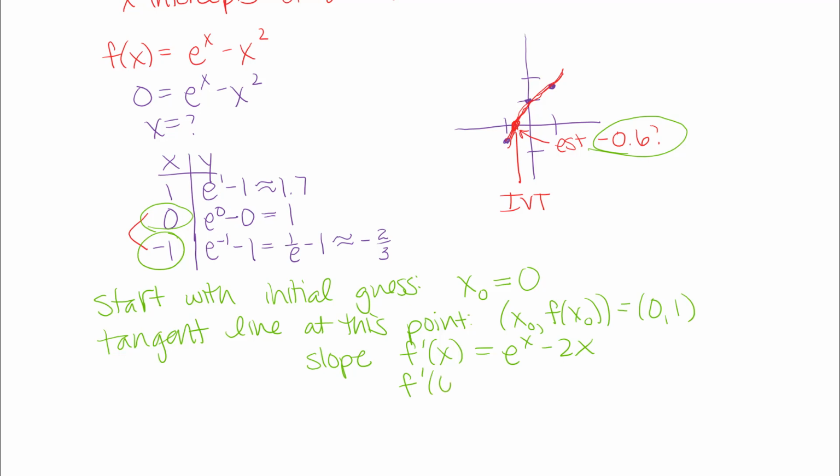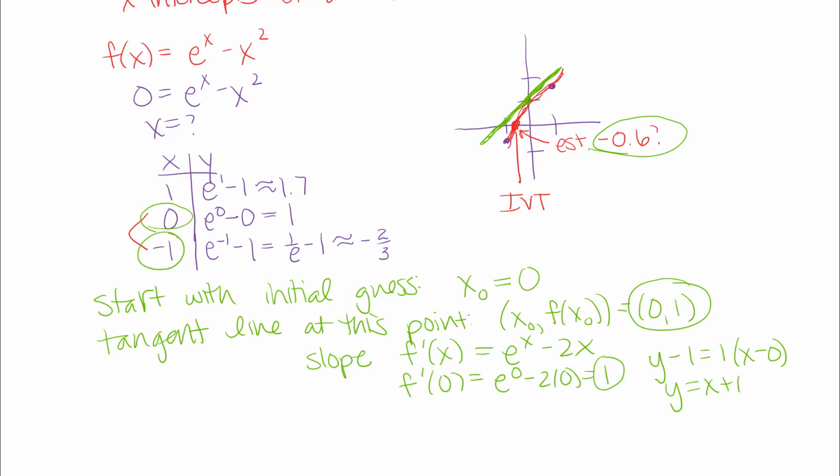And so I'm going to calculate the slope at x equals 0. So I get the tangent line at that point, at the point (0, 1), with slope 1. So I'll have y minus 1 equals m1 times x minus 0, or y equals x plus 1. And so I'm just going to sketch that tangent line here on the graph.